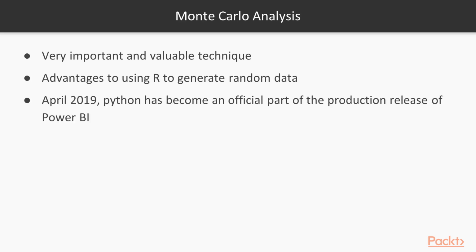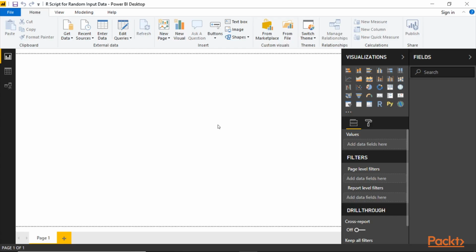Since April 2019, Python has become an official part of the production release of Power BI. And so you can always use Python as an alternative if you prefer it to R. However, since R has been part of Power BI much longer, there are a great many more blogs and resources that you can draw upon when you're mastering your R skills.